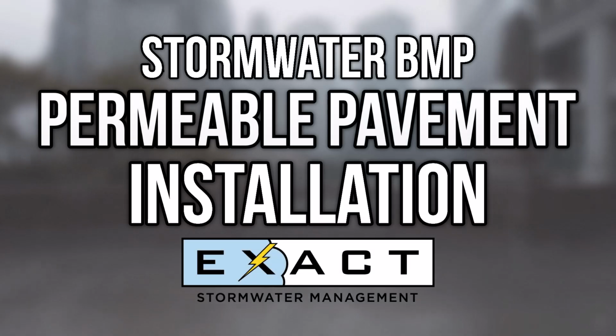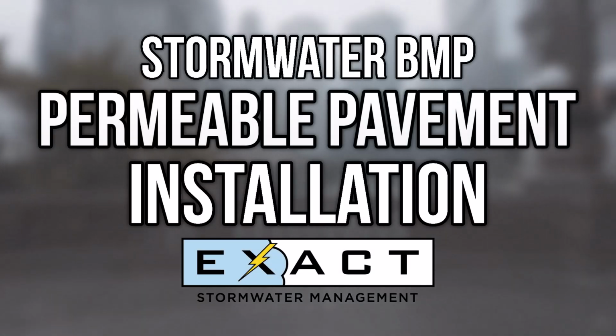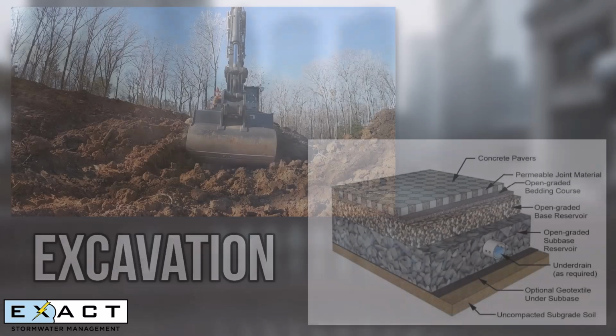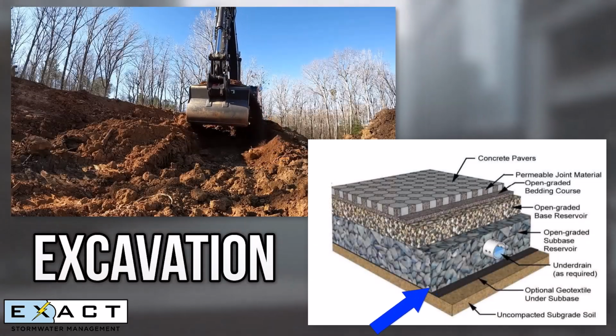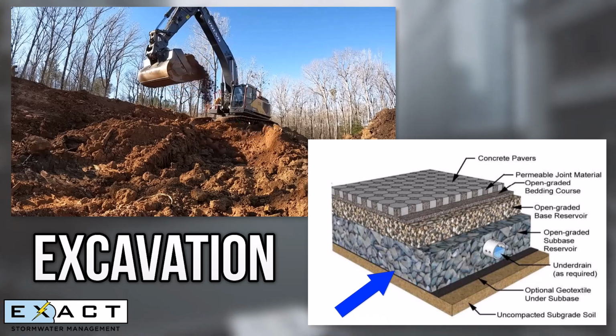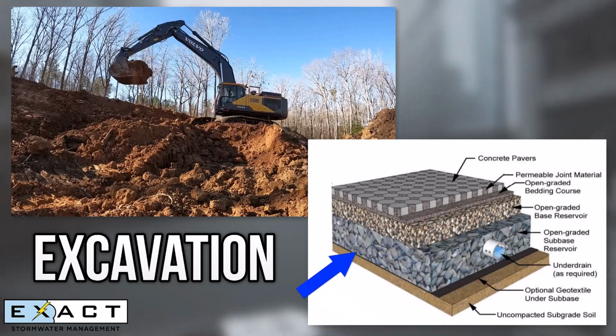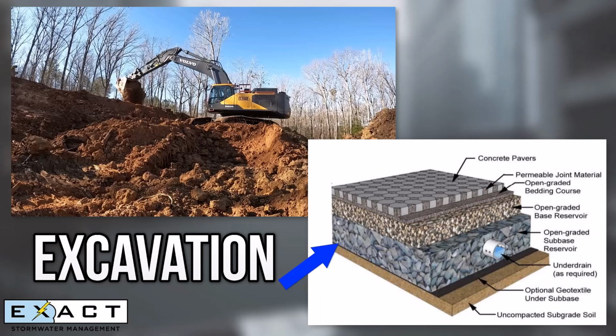The installation of any permeable pavement system begins with an excavation of the land according to the design specifications. It's critical to ensure the bottom of the excavation is flat in order for the stone that's placed on top of the soil and the eventual pavement placed on the surface to be perfectly level.